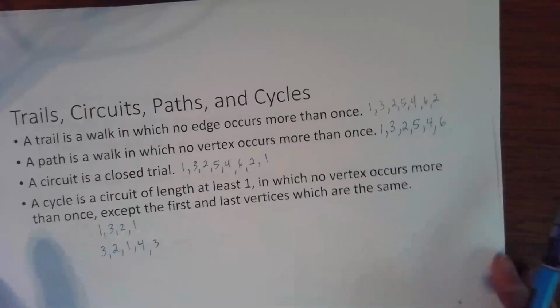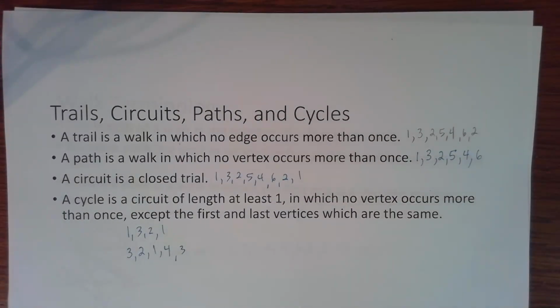Okay, now once again, the length of these would be based on the number of edges. So this would be a cycle of length 1, 2, 3. This would be a cycle of length 1, 2, 3, 4.